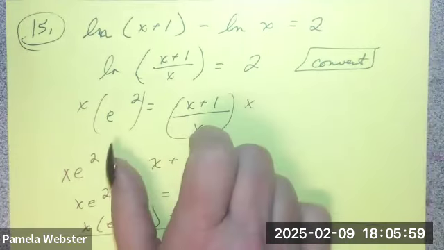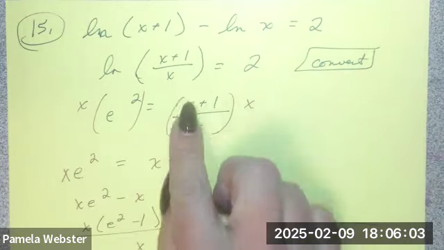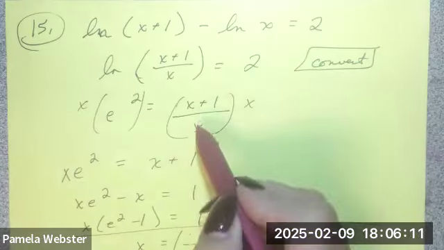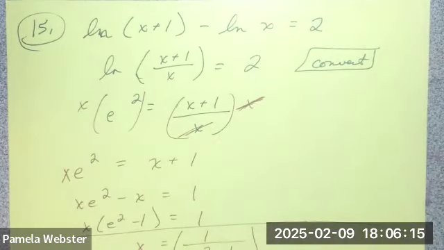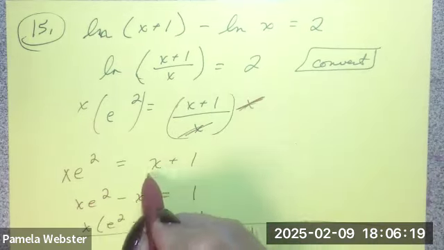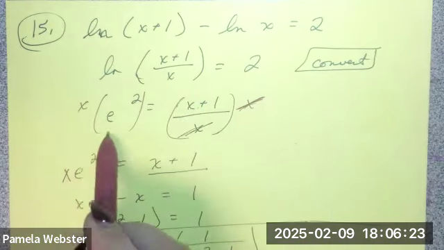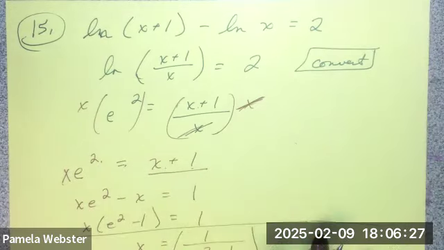right? Now I'm looking at this going, ooh, I'm kind of in trouble because I've got two different x's in here. And this is where your algebra skills are really going to come in handy. I want to clear the denominator. And to do that, I multiply by x over here. That's going to give me x plus 1 dropping down right there. And whatever I do to the right-hand side, I have to also do to the left-hand side. So we've got x times e squared equals x plus 1.